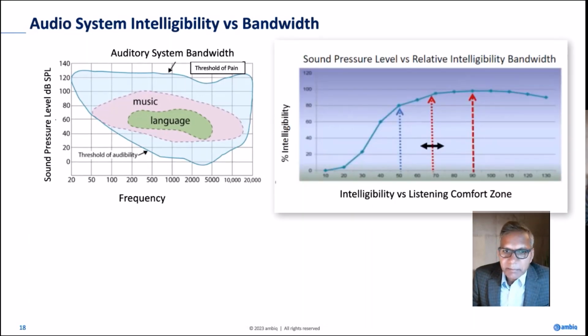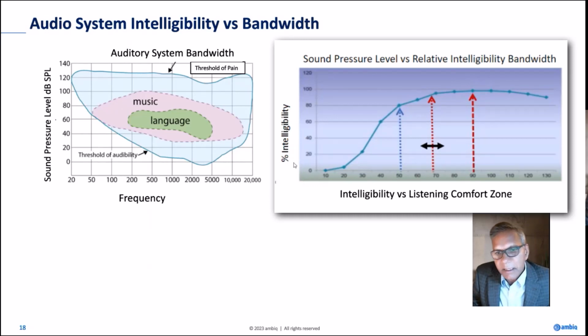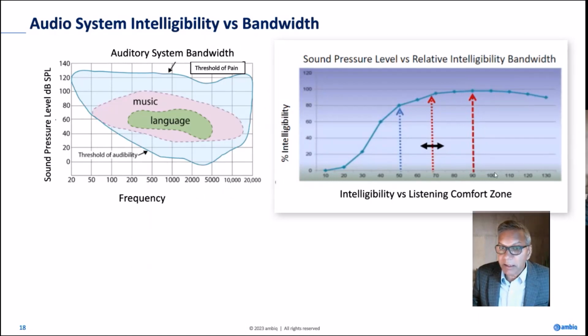Now let's take percentage intelligibility versus listening comfort. On the x-axis, it is sound pressure level. On the y-axis, it's intelligibility. You can see from this graph, from 80 to 100, there is hardly any difference. So we don't buy much going from 80 dB to 100 dB, 20 dB, other than adding distortion.